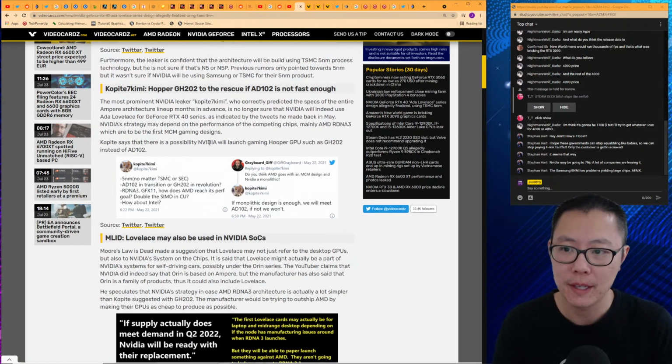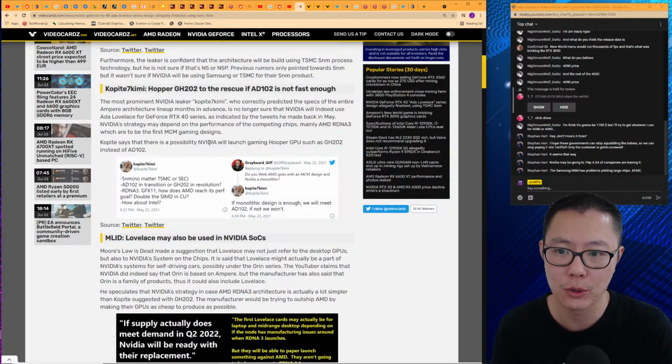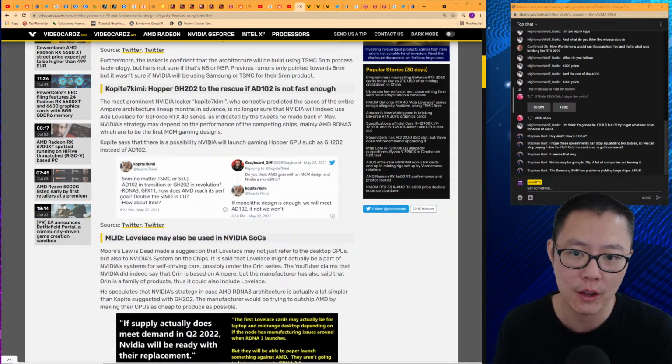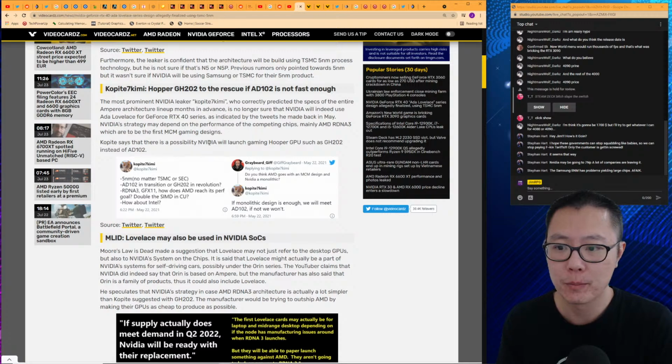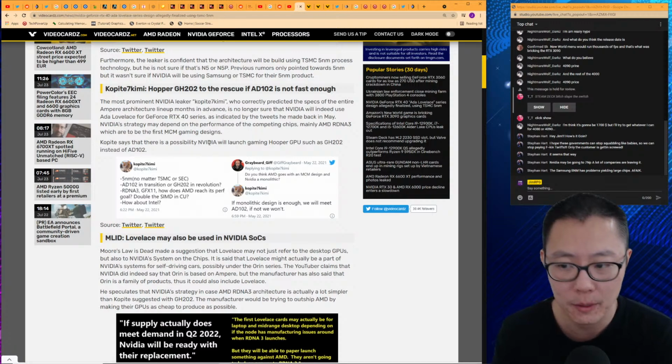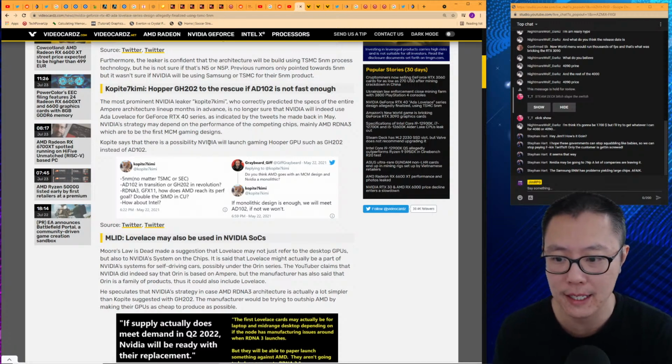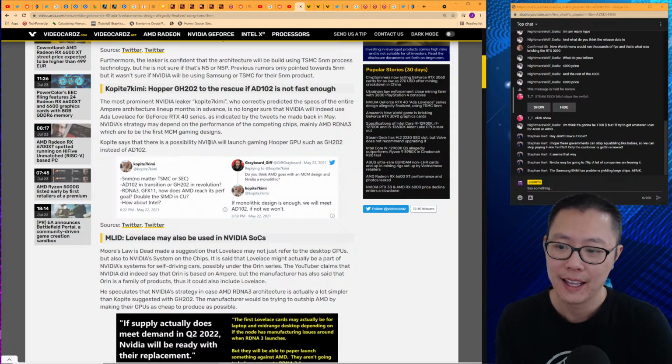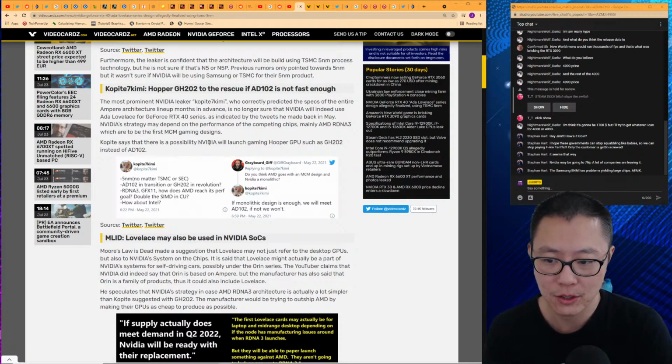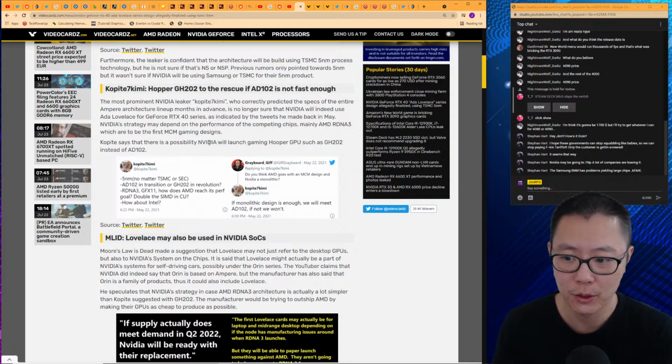So Kopite7kimi says Hopper GH202 to the rescue if AD102 is not fast enough. I won't read the article, but I'll read his tweet. It says here, Kopite7kimi says 5 nanometer, no matter TSMC or Samsung, AD102 in transition or GH202 in revolution.